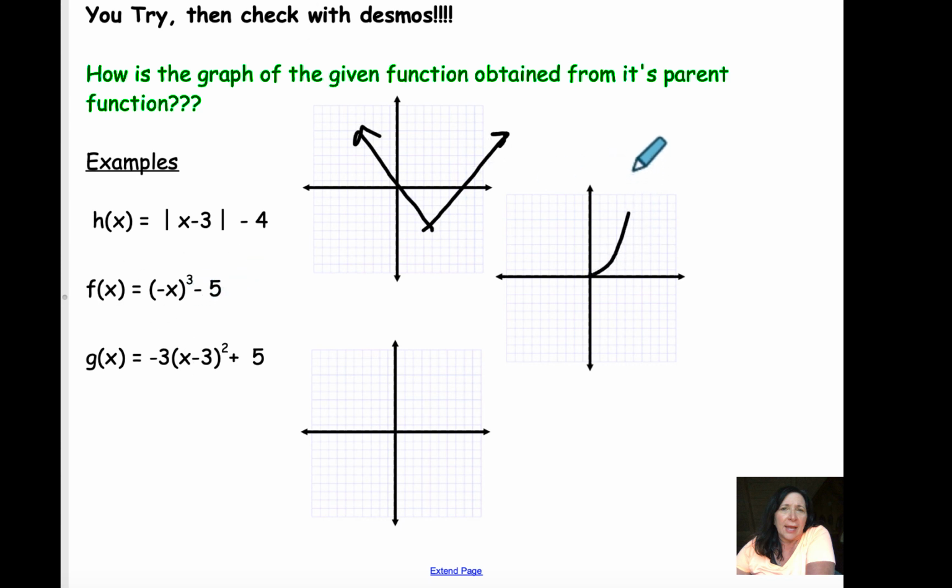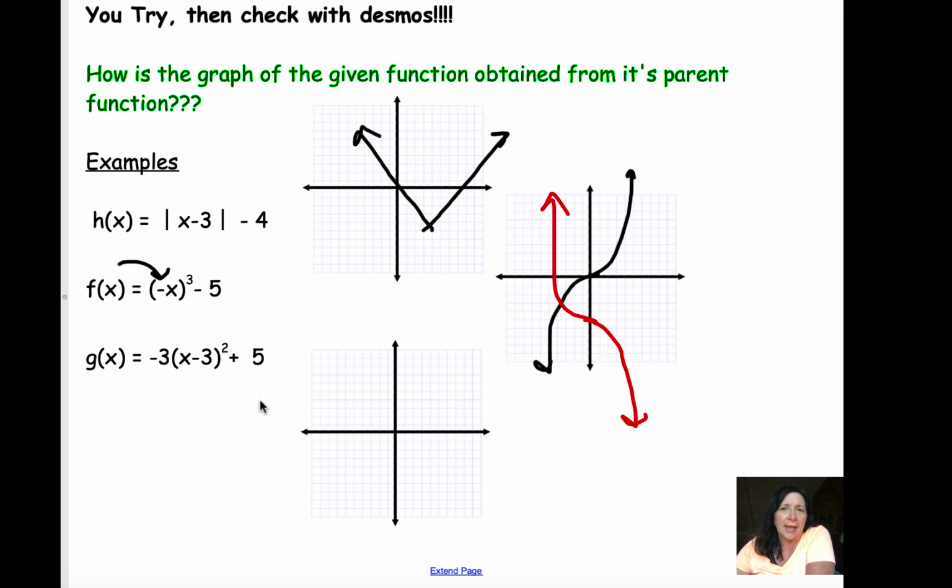Now remember, cubics go up right, down left. This is a reflection across the y-axis. So that means now my graph is going to go this way and down. And then the only thing this translation is doing is taking this 5, the graph, and dropping it down 5 units, and that's what it would look like.